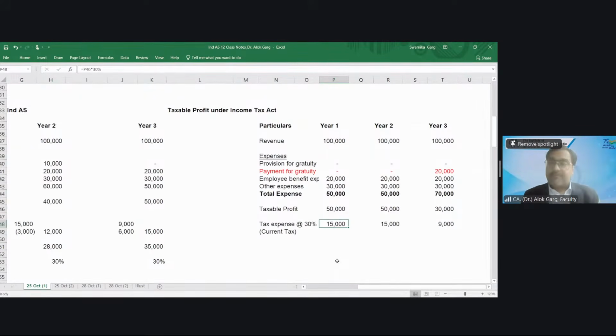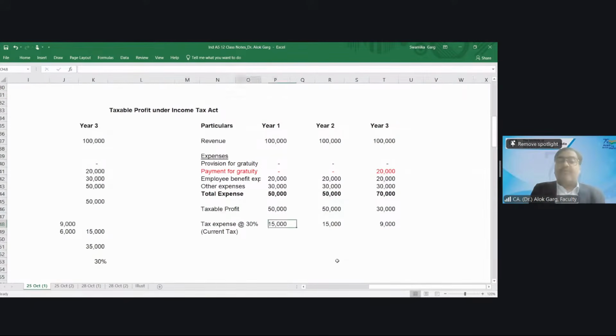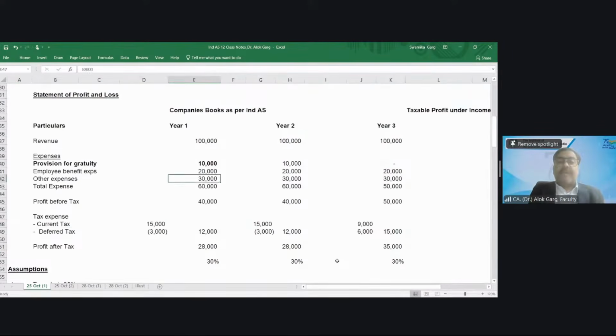While in companies' books, this expense will not be there. But in the Income Tax Act, this expense will be there. For example, assuming this provision for gratuity, which we have debited in year 1 and year 2, has been paid in year 3. You can see there is no expense in year 3.